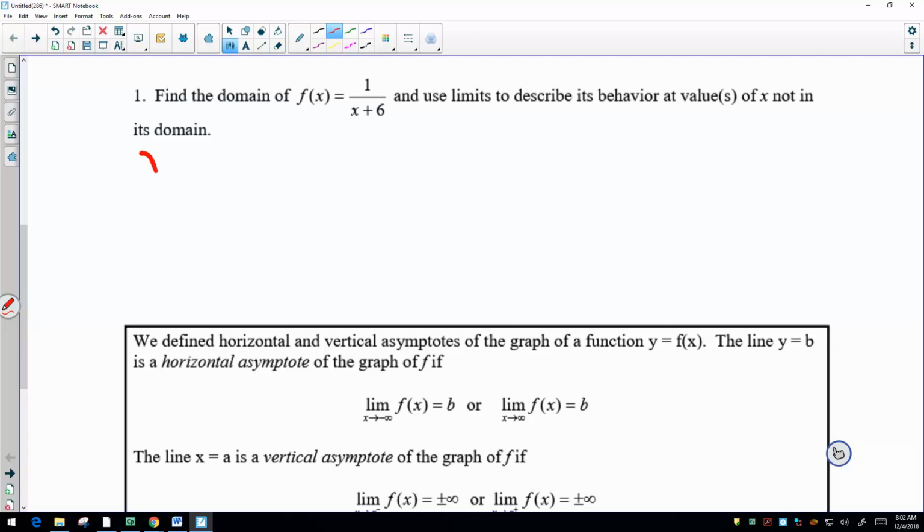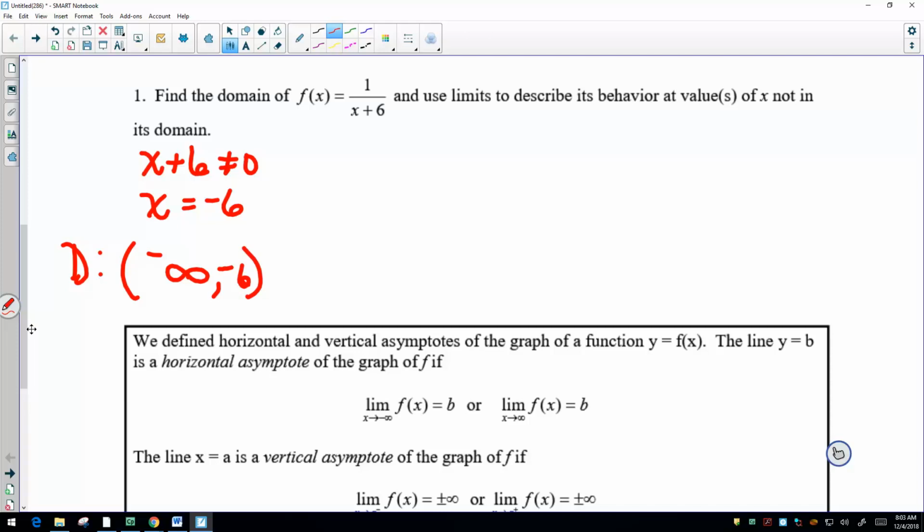Okay, so if we're going to find the domain, we know we cannot have the denominator equal to 0. So solving, we're going to find x cannot be negative 6. So if we were to express the domain, we would go from negative infinity to negative 6. Cannot include negative 6, so a soft bracket. And then we'd pick it up at negative 6 out to infinity.